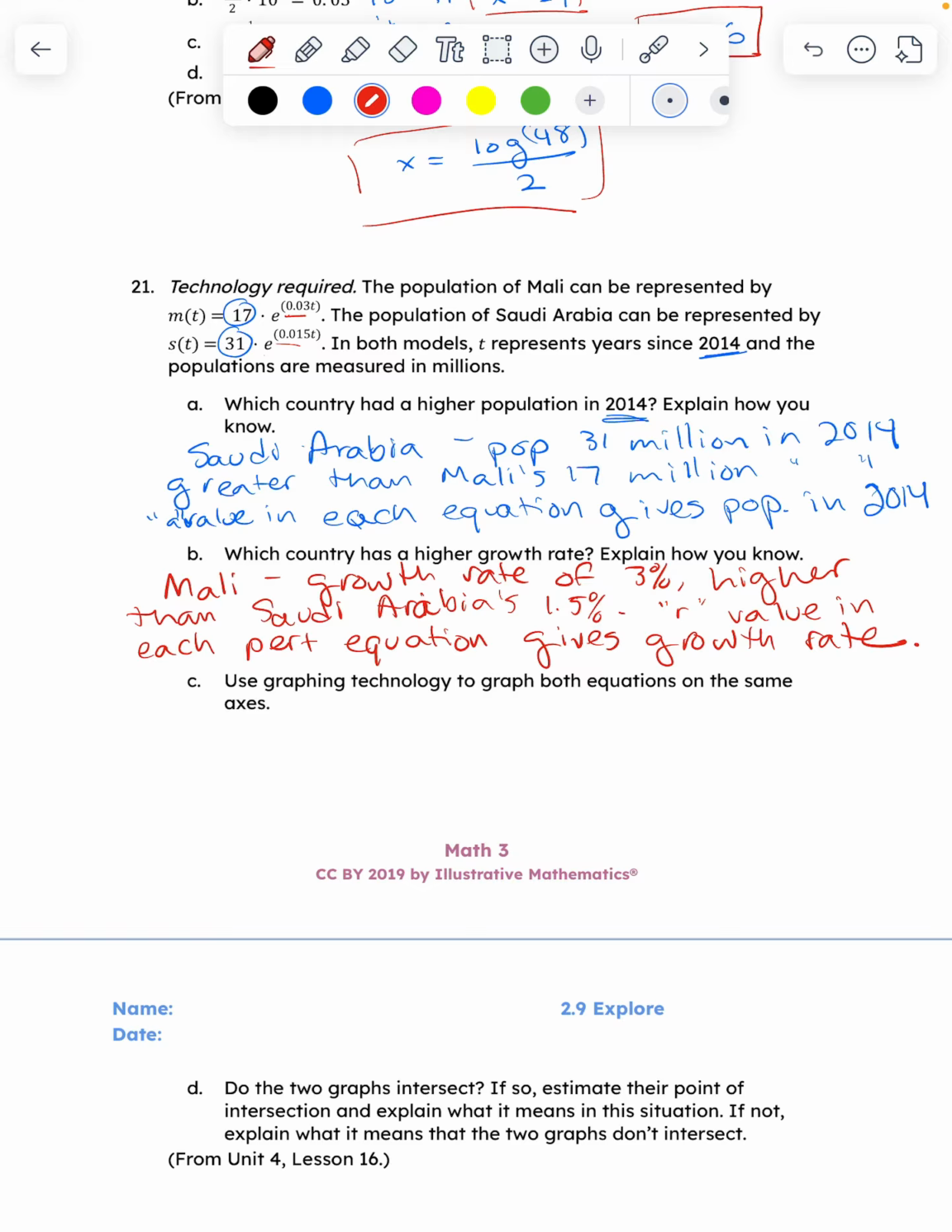And what we're gonna see, right, is that they will intersect because of stuff we talked about a little earlier, right? Saudi Arabia, which I was doing in blue, started with a population of 31 million, but then grew slower, at like 1.5 rate. So just going to do something like that. Whereas Mali starts with fewer people, but grows faster. So it may not look exactly like that, but it'll look something like that. And we can pop over to Desmos and just see what they would look like.